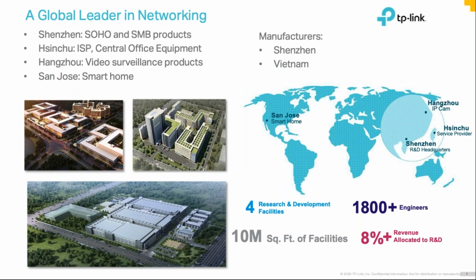We have 4 research and development facilities. Basically, the facilities produce SOHO and SMB products, ISP and central office equipment, video surveillance products, and our smart home products. Our corporate office is based out of Shenzhen, China. We have about 10 million square feet of facility where we do our production, 1,800 plus engineers, and Vince is one of them. The important and interesting part is that we spend close to 9% of our revenue on research and development. Our goal is to find out exactly what your customers need, what you need, and how we can develop our products to fit and service that need.